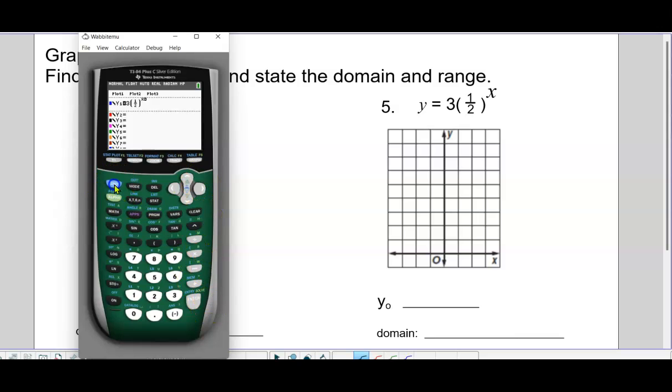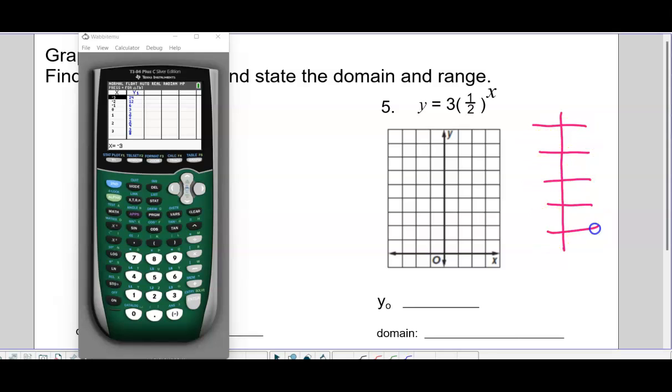When I take a look at this table here, I'm going to scroll up until I think about here, because it looks as though my values are getting larger than my graph. So let's see what we've got. We've got a negative 3, 24. Well, that won't fit. So I'll start with negative 2, 12, negative 1, 6, 0, 3, 1, 3 halves.